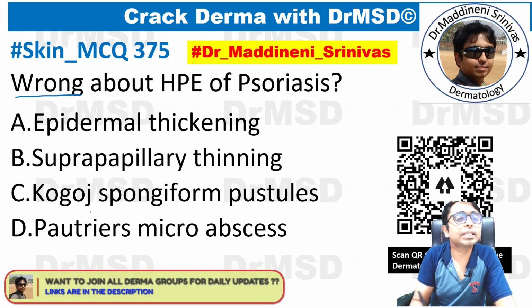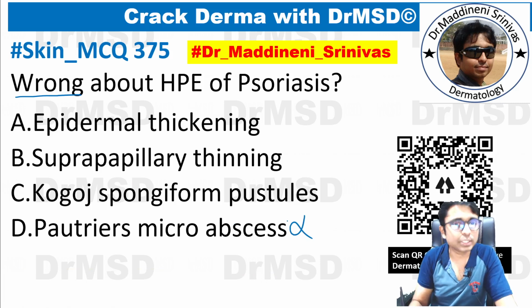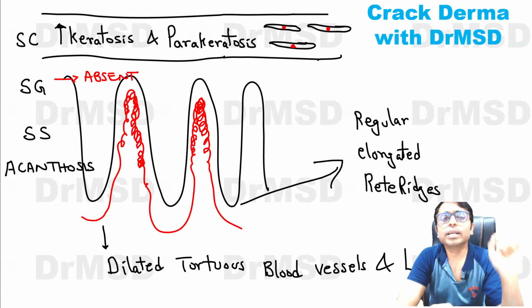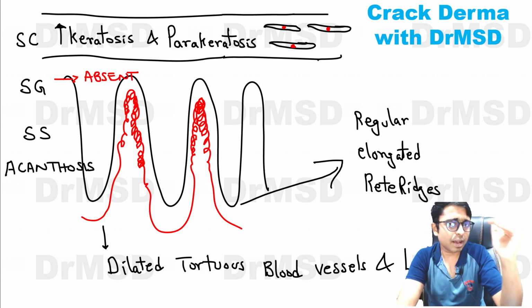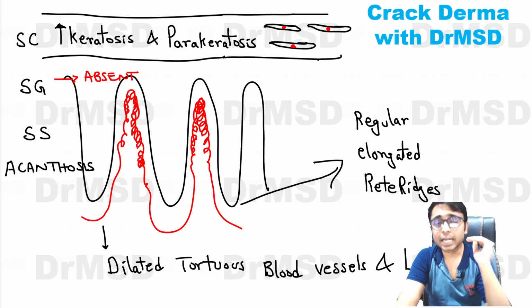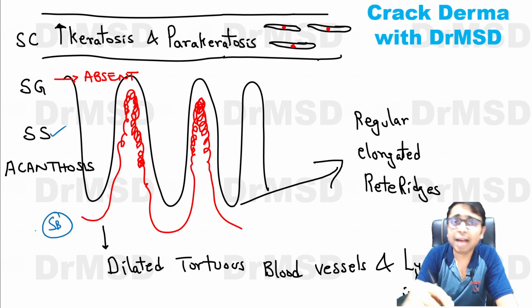So among the given options, option D, Porter's microabscess, is not associated with psoriasis. So let's briefly look at this. Here you can see a picture where you are able to see the layers of the epidermis from superficial to the deeper parts: the stratum corneum, stratum granulosum, stratum spinosum, and at the most deep we have stratum basale. So these are all the layers of the epidermis.